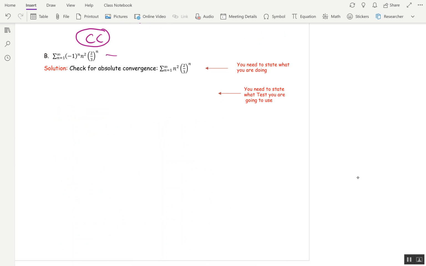So here's our series. The first thing we want to do in the flow chart is get rid of the -1 to the n and test for absolute convergence. So this is the series we're testing for absolute convergence. I can use any test I want. I'm going to use the ratio test.